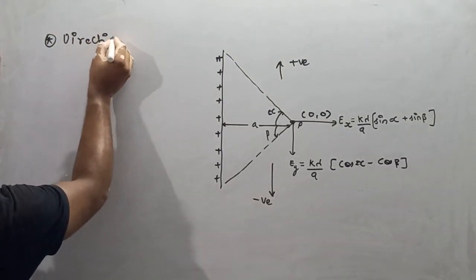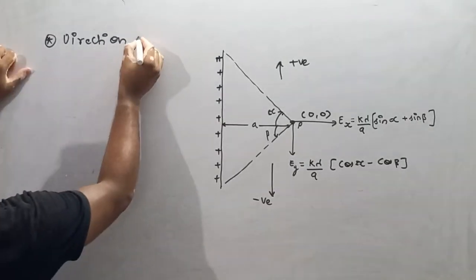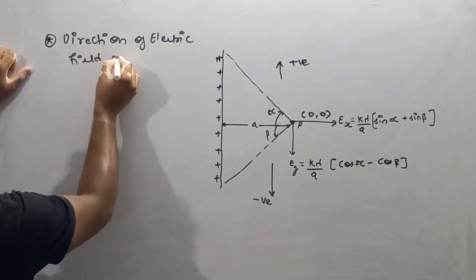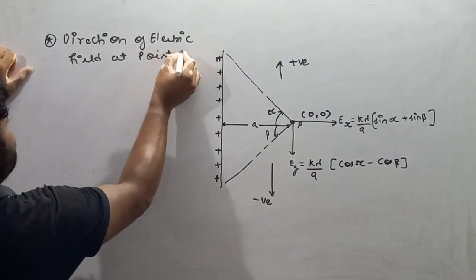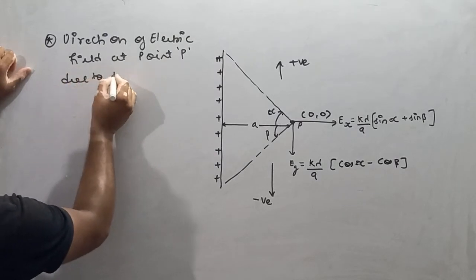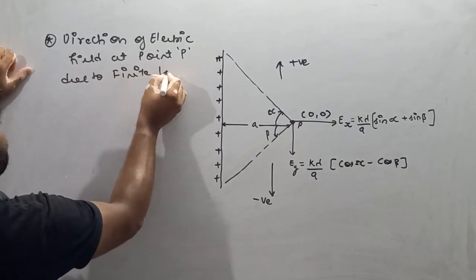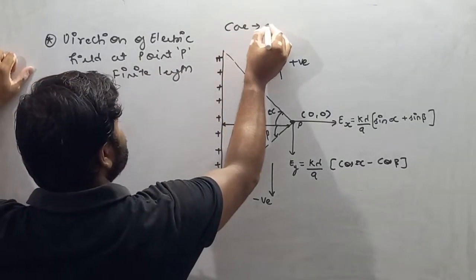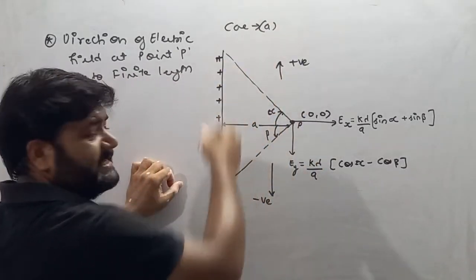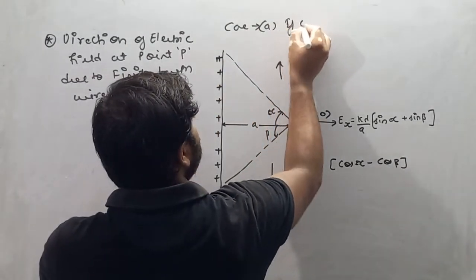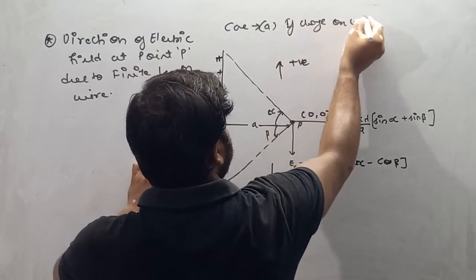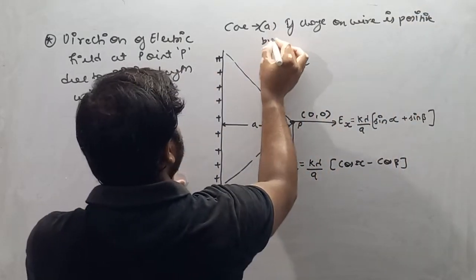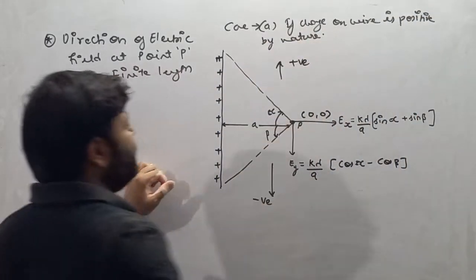Write down the direction of electric field, because we know that electric field is a vector quantity. So I'll write: direction of electric field at point P due to finite length wire. We are discussing case A, if the charge on the wire is positive by nature. So, dear student, here the charge is positive.